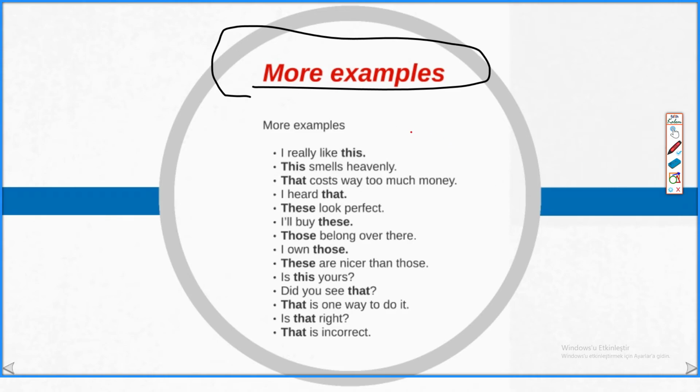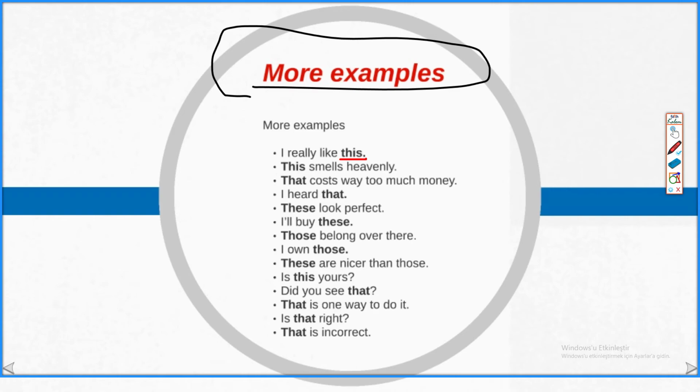I really like this. It means it happens near. "This smells heavenly." For example, I smell a cake and I say, oh, this smells heavenly. "That costs way too much money." I point at an object which is not near to me, it is far. "I heard that." For example, I heard that there was an accident near my school. Not near, far, by the way.